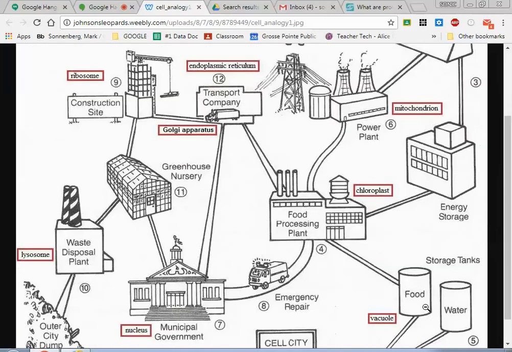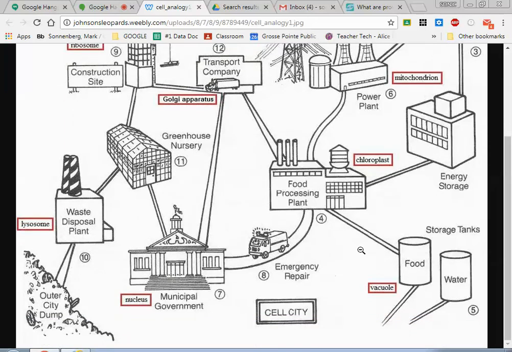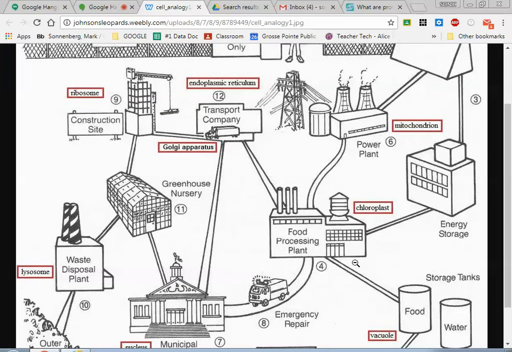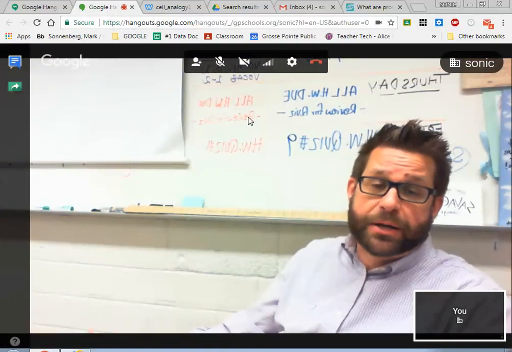So now we've run through all the different parts of a cell and analogized them to those parts within a city. So hopefully that is starting to fill in the blanks as to the structures and what their functions are within the cell. Again, as you continue to have any questions, please bring them to my attention.